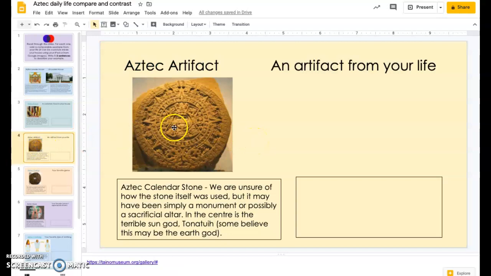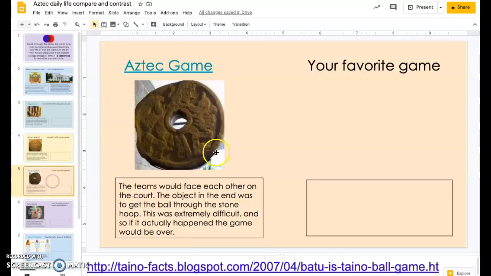Then this is an example of an Aztec artifact. So an artifact from your life could be anything from your phone to something special to you in your room to something that you got from someone in your family, whatever, something that has meaning to you, that if someone was studying you, they'd say this is an artifact from so-and-so's life. The Aztec Game, they actually had the same game that the Mayans played. If you read about that, then you can use a picture of your favorite game, whether that's a sport. So you could find a basketball and take a picture of it. Maybe it's Monopoly, whatever it is. Take a picture and add it here. Write a little bit about it.